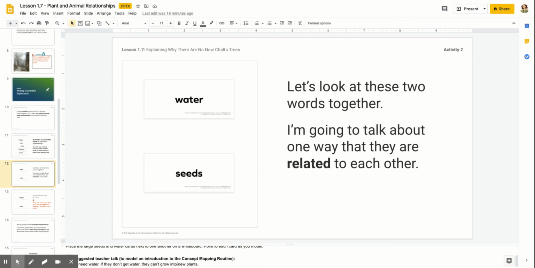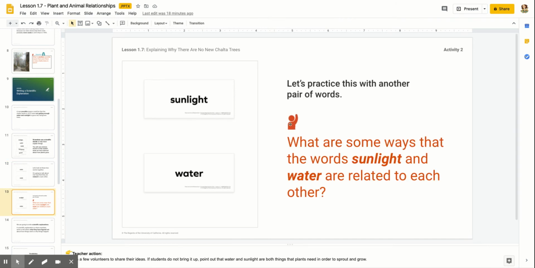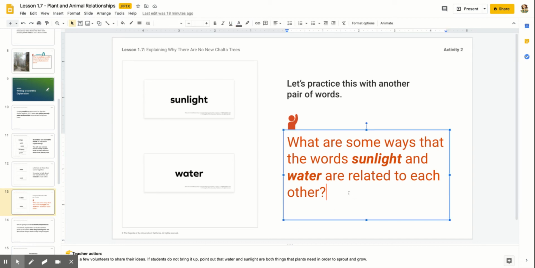So if we think about it, plants need water. If they get water, then they can grow into new plants. So seeds need water to grow into new plants. So now it's your turn to try. Let's practice with these other pairs of words. What are some ways that the words sunlight and water are related to each other? Maybe you want to take a few seconds to think about it. And again, you're going to stop and jot here. In one or two sentences, you can respond to this by saying how these two words are related.